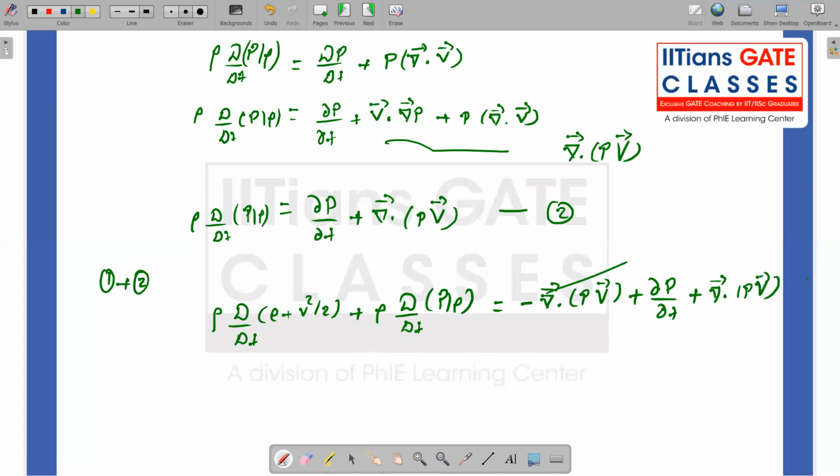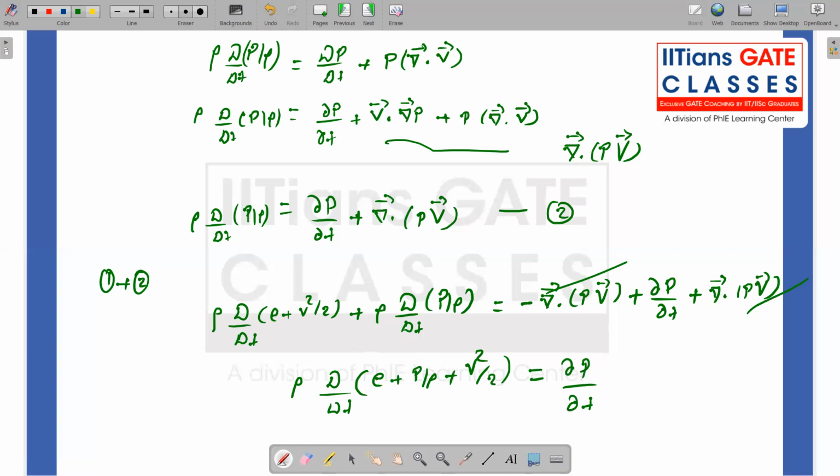So this term and this term get cancelled. So all I am left with is, again, rho, which I can take common, and both of them are differentiated with respect to t. This is the total derivative of two separate variable fields. So I can club them together to write rho times d by dt of (E plus P by rho plus V square by 2) equal to dou P by dou t.